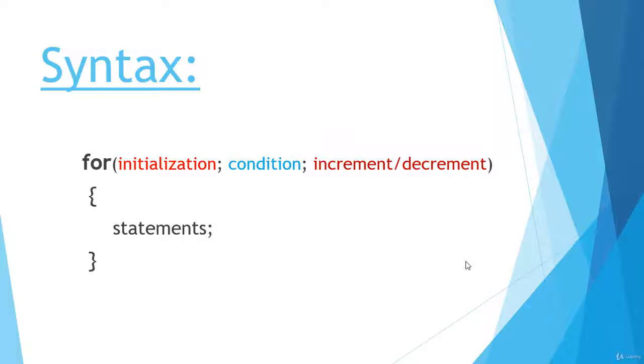After executing all these statements, it again goes back to the increment or decrement portion and increments or decrements the variable. After that, it again goes to the condition and checks it. If the condition is true, then it executes all these statements. If the condition is false, then it breaks the loop and goes outside. So in this way, for loops work.